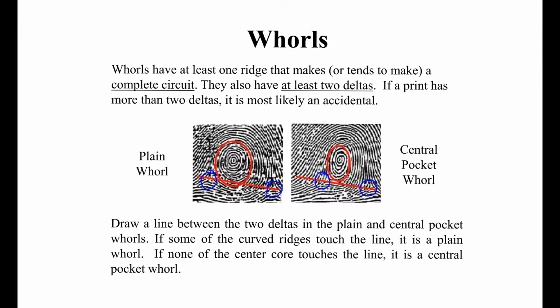So the first two subgroups are the plain whorl and the central pocket whorl. The way I always think of it is the plain whorl looks like a bullseye to me.